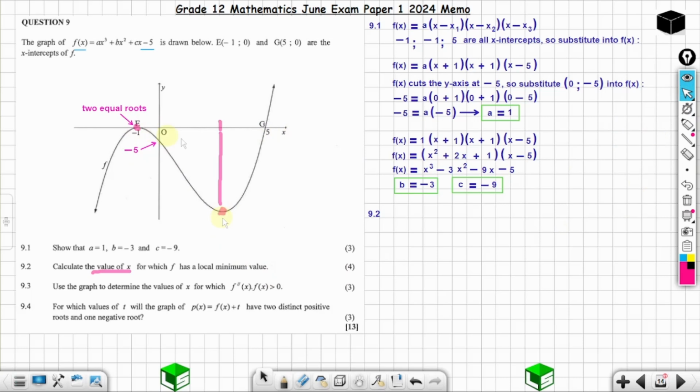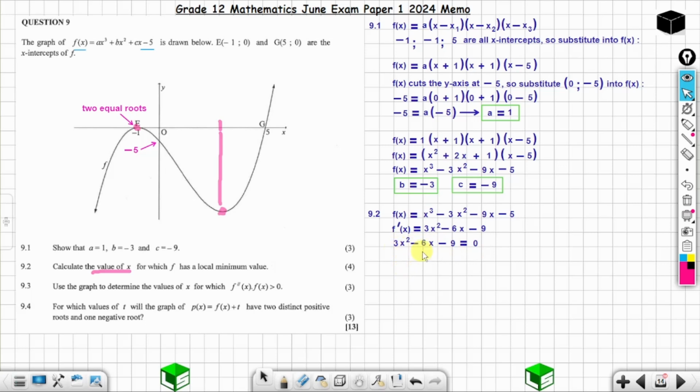So at the turning point, f prime of x is equal to 0. So we need f prime of x. Now f prime of x is equal to 3x squared minus 6x minus 9. We are going to equate to 0 because at the turning point f prime of x is equal to 0, so that we can find x.